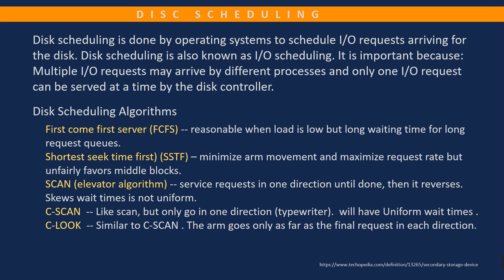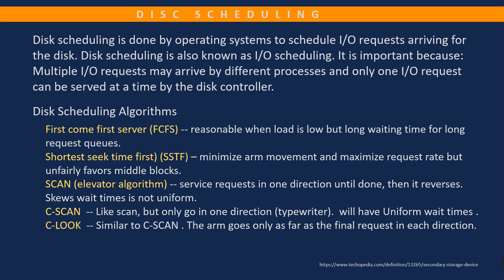The next is SCAN. They also call it the elevator algorithm. It services requests in one direction until done, then it reverses. Skewed wait times are not uniform. So you can imagine that it will go from left to right, and then it will go back right to left. So the wait time is not uniform. The next one, the C-SCAN, has uniform wait times. It is like SCAN, but only goes in one direction. We'll have uniform wait times.